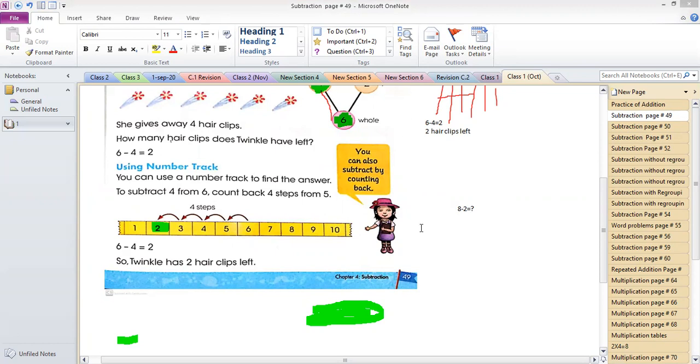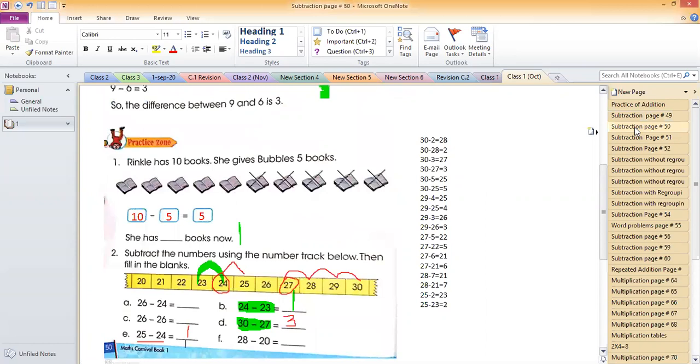Yes, very good. All right, guys, then we move to the next page. Look here, in the practice zone, there is one example. Wrinkle has 10 books, she gives Bubbles 5 books. You have a picture and you have to complete the subtraction sentence here. So how can you complete the subtraction sentence? The first number is always the total number of books. So check how many total books are there. Wrinkle has 10 books. 1, 2, 3, 4, 5, 6, 7, 8, 9, 10.